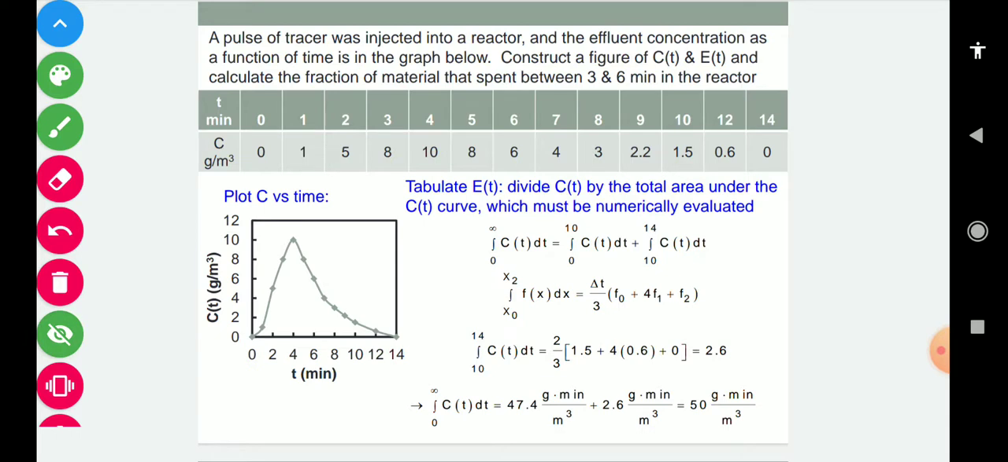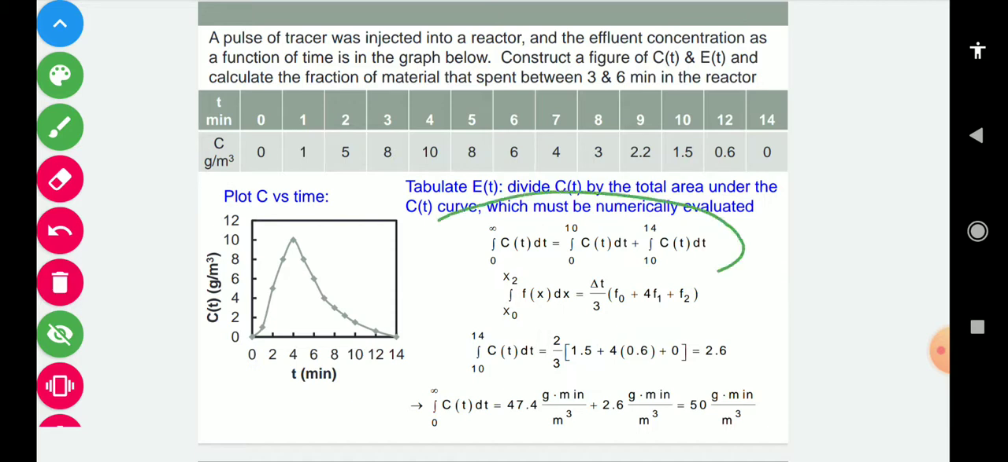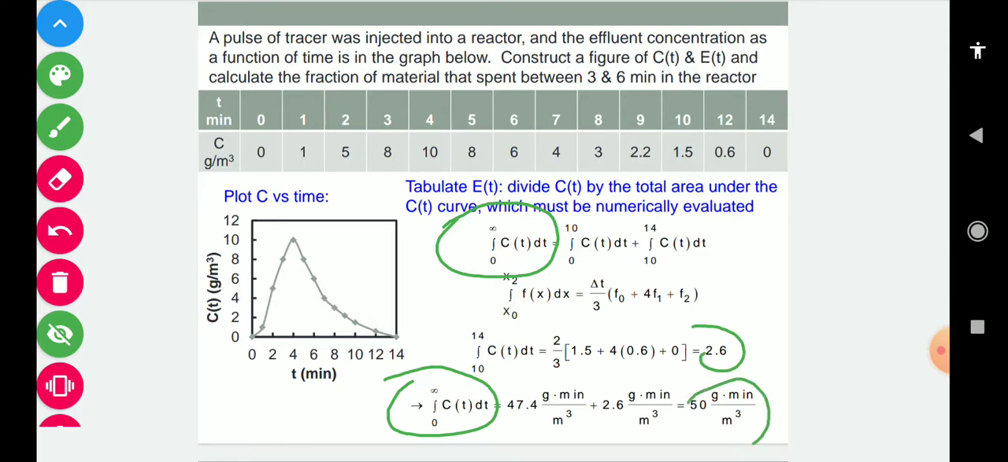So the second portion is this one. Now we have to calculate the second part. So here we are using Simpson two third rule to calculate this. The formula is again given over here. So we have calculated both the parts. Now put this in this equation to calculate overall this value. So this value can be calculated by summation of these two quantities, and finally the value is 50 gram minute per meter cube.